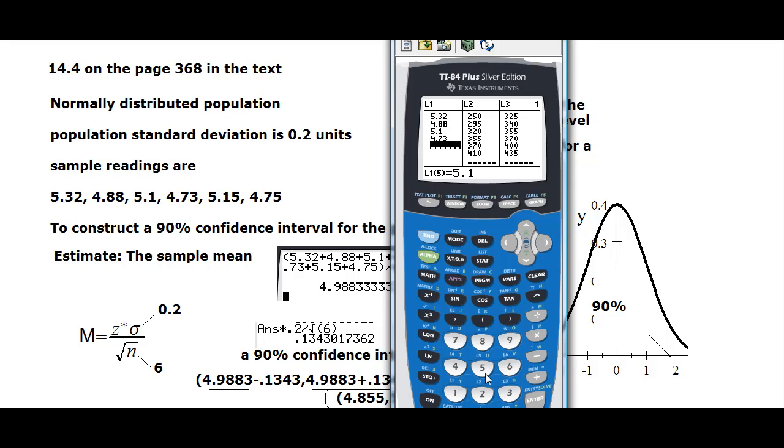5.15, good, very good. And then the last one is 4.75, good. So now we have the data, right? So go to stat again, we go to tests, we go to this option and we say it's in data, right? Now how much is my sigma? 0.2, right? And then it says, where is your data living in? I say it's in L1.